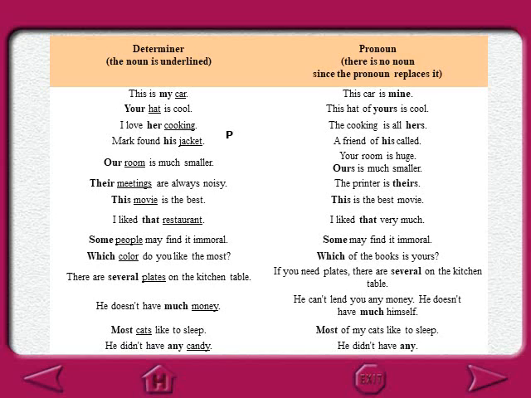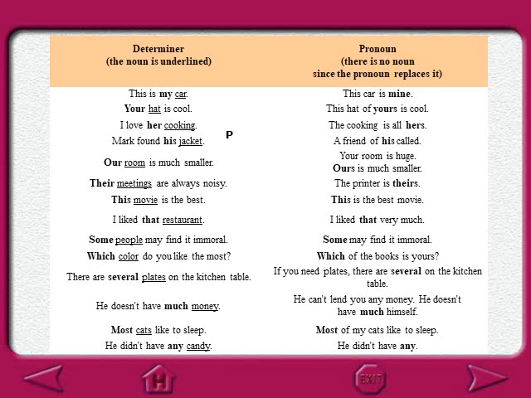Here are some examples. For example, this is my car. This car is mine. Your hat is cool. This hat of yours is cool. I love her cooking. The cooking is all hers.